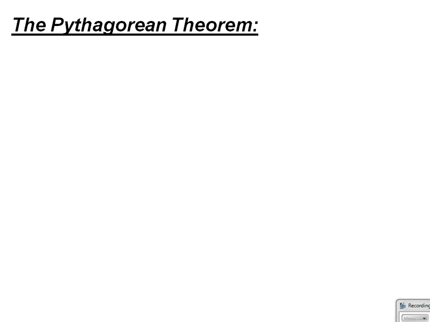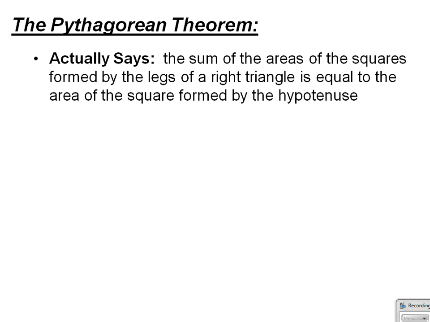Now the Pythagorean theorem. Many of you are probably quite well versed with the Pythagorean equation, a squared plus b squared equals c squared. But the theorem actually says that the sum of the areas of the squares formed by the legs of a right triangle is equal to the area of the square formed by the hypotenuse. Now that is a lot of words to take in here, so let's break it down.